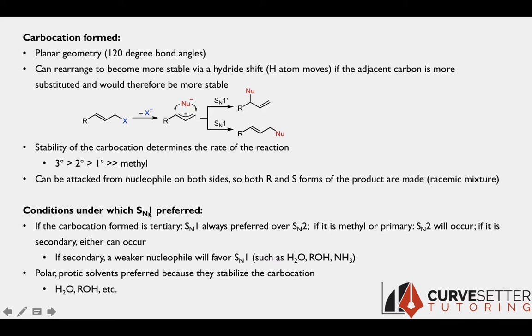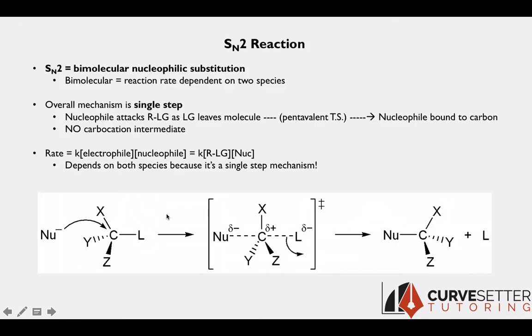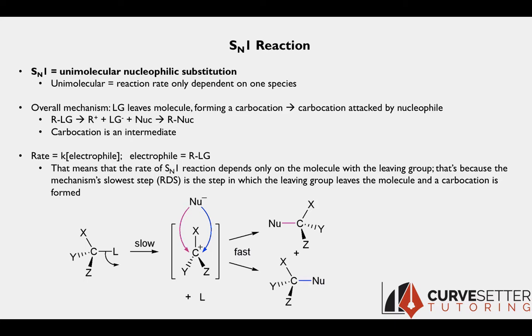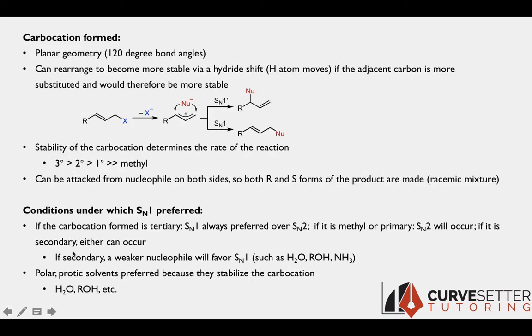So under what conditions are SN1 reactions preferred over SN2? Because SN1 and SN2 have the same basic reactant to product conversion: you have a leaving group leave and be exchanged for a nucleophile. But why would SN1 occur instead of SN2? Well, under specific conditions, and that's what we're going to discuss. If the carbocation that you form from the leaving group leaving is tertiary, SN1 is always preferred over SN2.